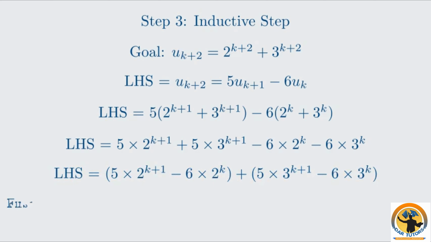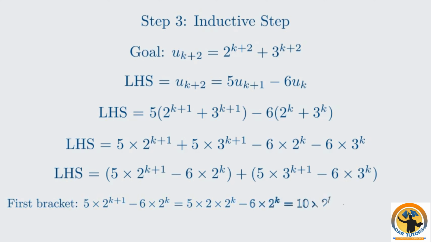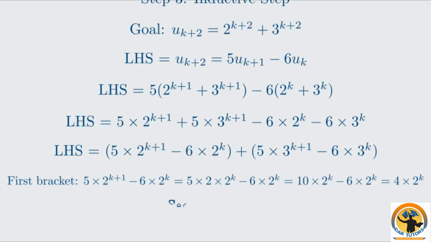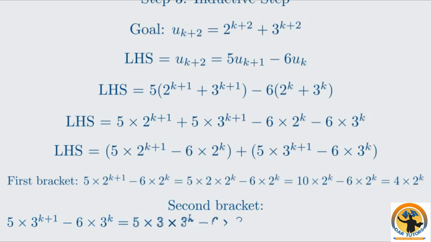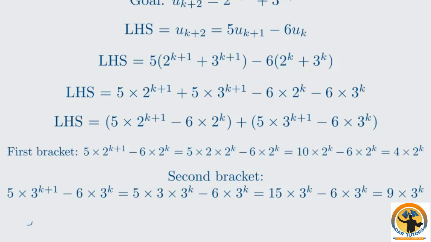Let's simplify the first bracket. We can write 5 times 2 to the k plus 1 as 5 times 2 times 2 to the k, which is 10 times 2 to the k. So we have 10 times 2 to the k minus 6 times 2 to the k, which is 4 times 2 to the k. Similarly, for the second bracket, we have 5 times 3 to the k plus 1 minus 6 times 3 to the k, which simplifies to 9 times 3 to the k. So our expression becomes 4 times 2 to the k plus 9 times 3 to the k.